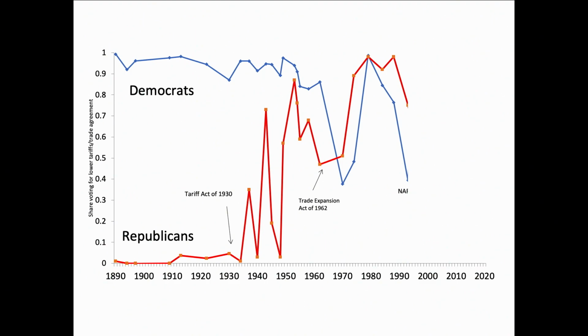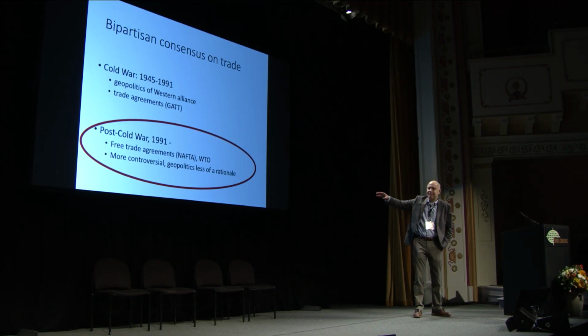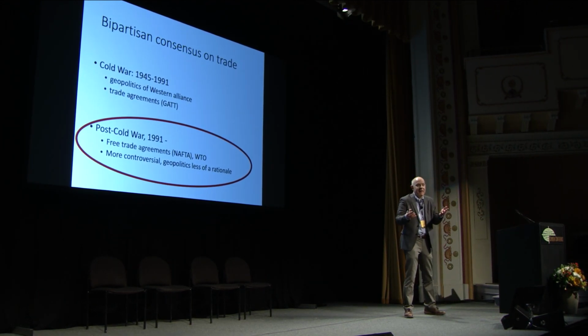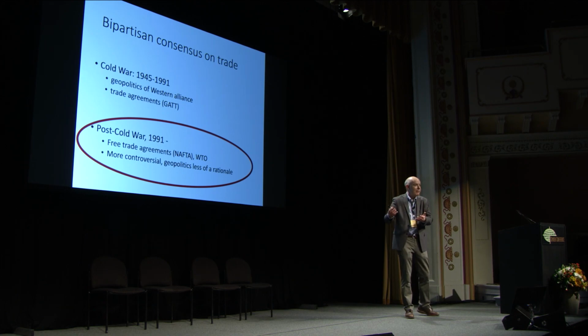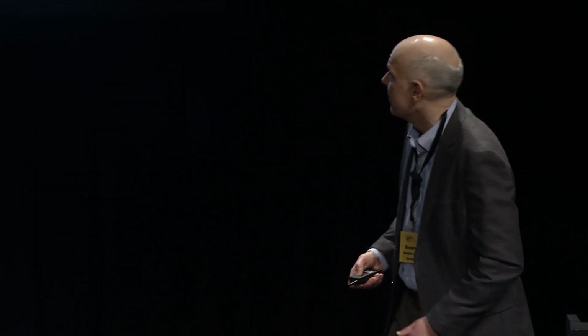But the Cold War ends, of course. And what did we do after the end of the Cold War? Well, we continued on this path. We reached free trade agreements, NAFTA, created the WTO. But it's a little bit more controversial now because we're not fighting the Cold War. We're not willing to sacrifice some domestic economic issues in terms of achieving foreign policy objectives. And geopolitics becomes less of a rationale for these trade agreements. Before we had said, we got to keep NATO together, we got to keep the Western alliance together. Now it turns back to, well, are you going to win or lose from these trade agreements or not?